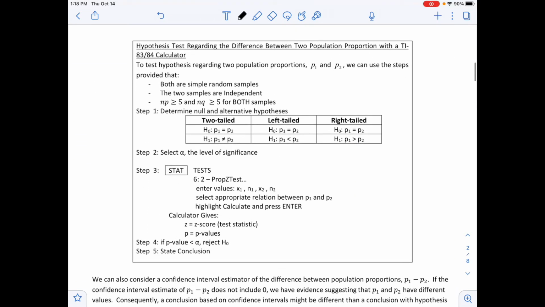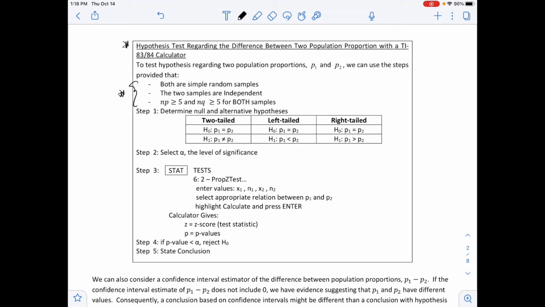On the next page, we have a box that says hypothesis test regarding the differences between two population proportions with the TI-83 or 84 calculator. Right underneath that, it says to test hypotheses regarding two population proportions, p1 and p2, we use these steps provided that the following are true. So this is what you will have to check to make sure that we can actually perform our test.